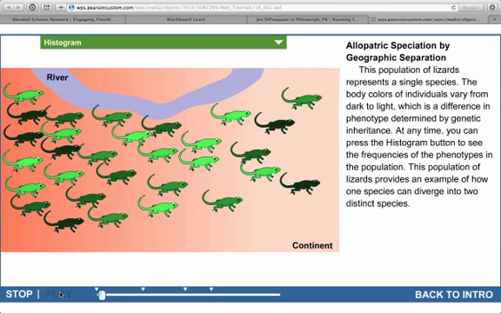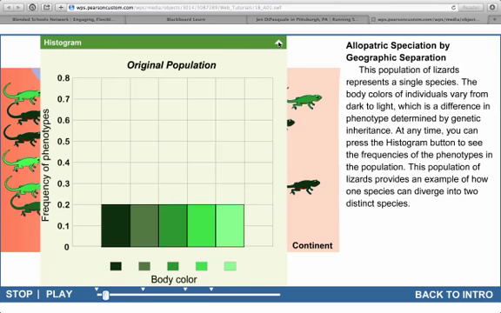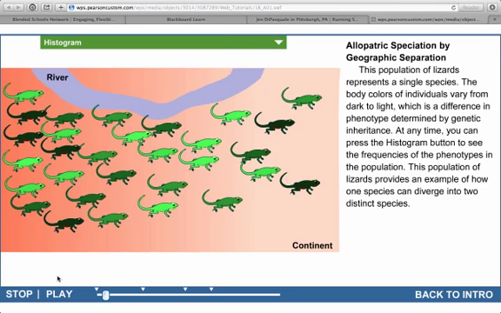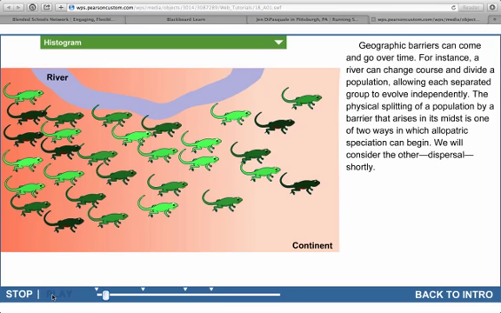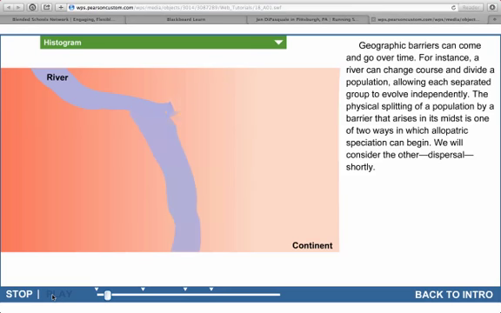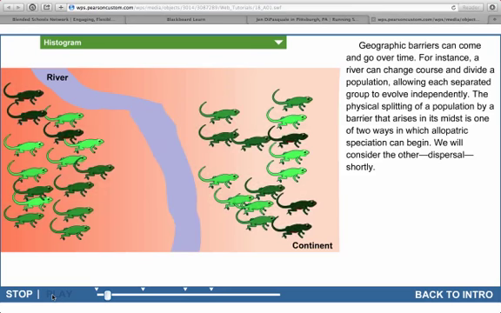This population of lizards provides an example of how one species can diverge into two distinct species. Geographic barriers can come and go over time. For instance, a river can change course and divide a population, allowing each separated group to evolve independently. The physical splitting of a population by a barrier that arises in its midst is one of two ways in which allopatric speciation can begin. We will consider the other, dispersal, shortly.